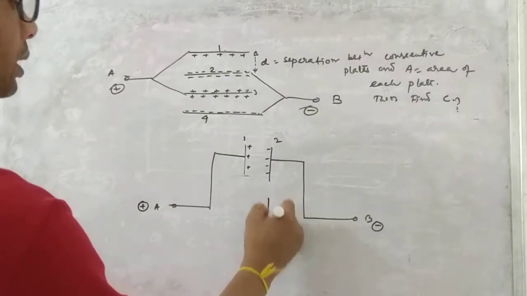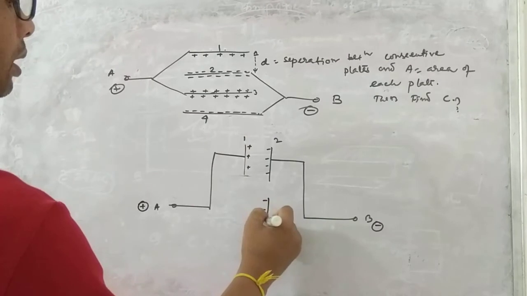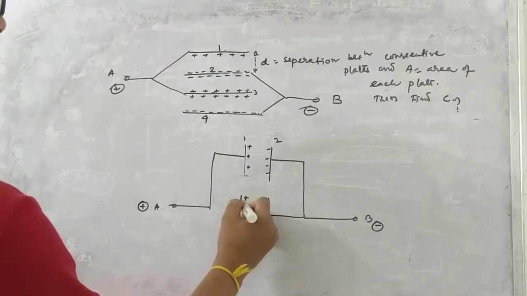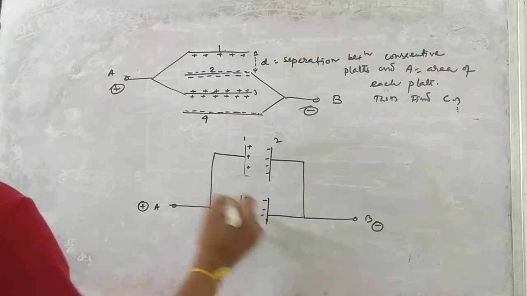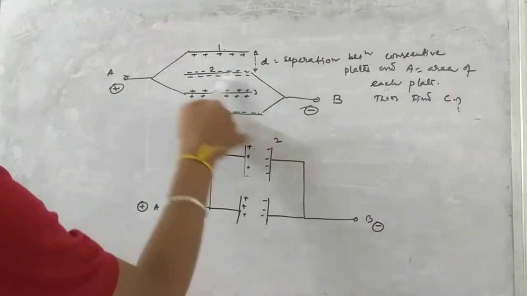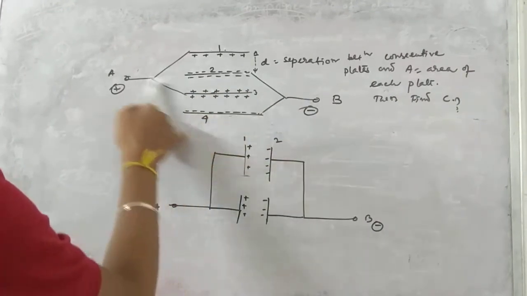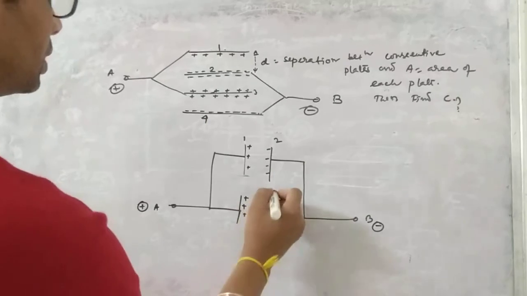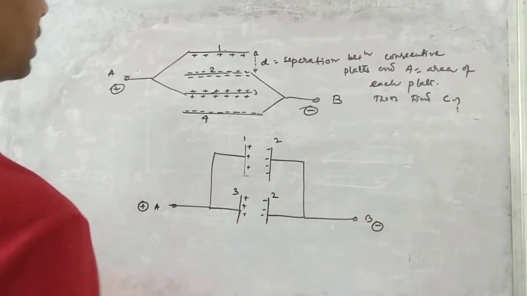Now 2 and 3. Plate 2 is connected to terminal B, the negative terminal. Plate 3 is connected to terminal A. So this is another capacitor. This is plate 2 and this is plate number 3.